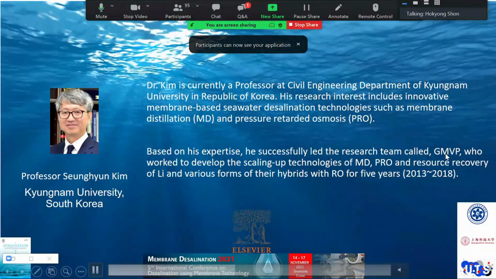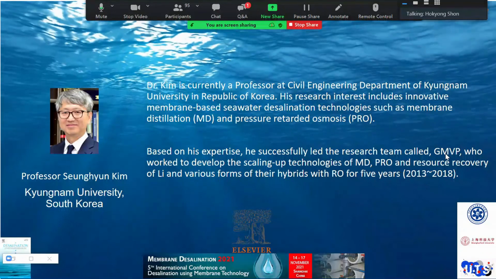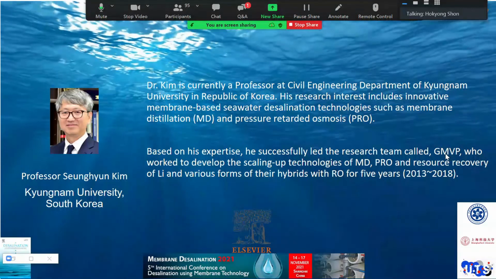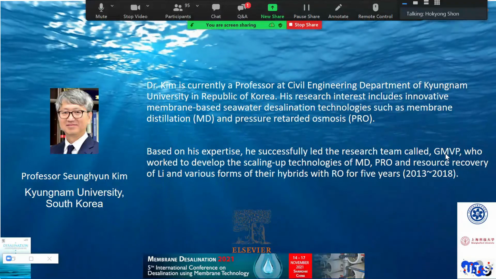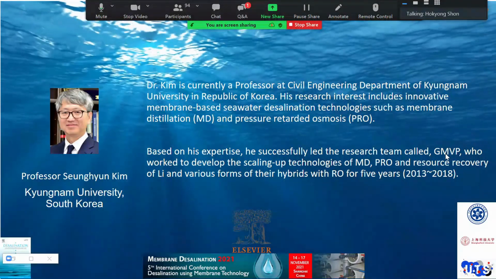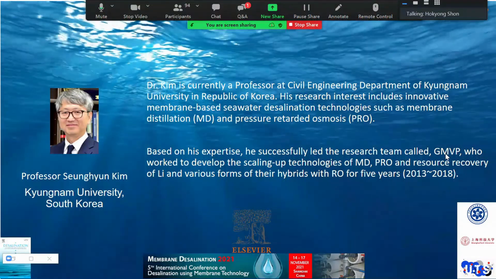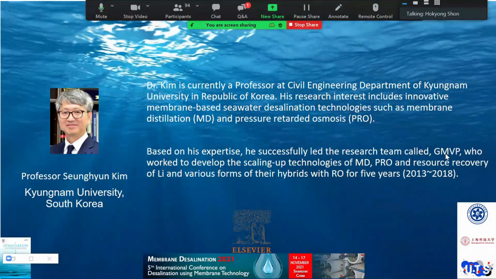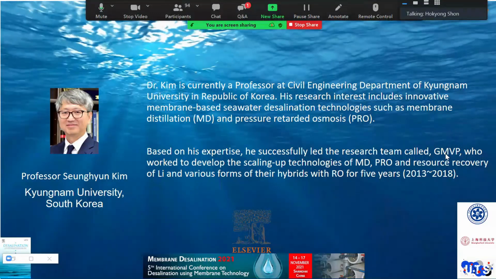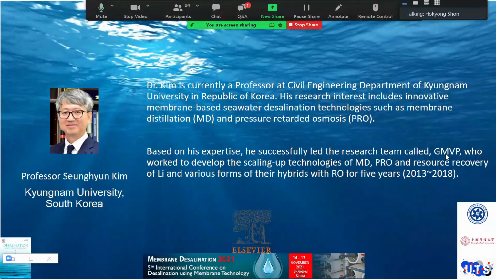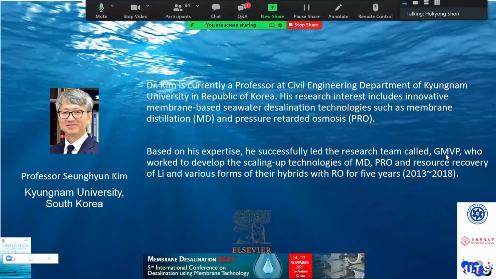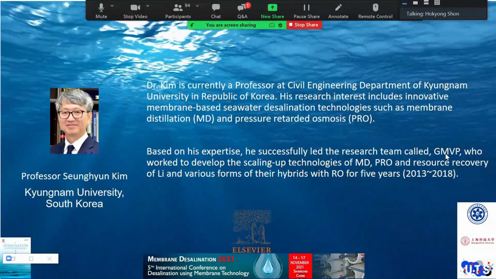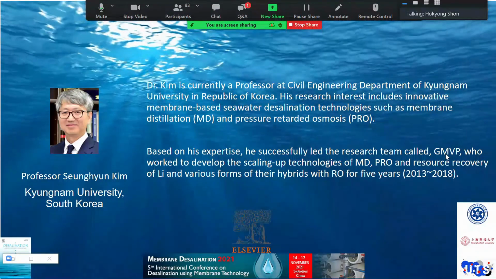So next speaker is Professor Seung-hyun Kim, Gyeongnam University. Professor Kim is currently professor at the Civil Engineering Department of the Gyeongnam University in Republic of Korea. His research interest includes innovative membrane-based seawater desalination technologies such as MD and pressure-retarded osmosis. Based on his expertise, he successfully led the research team called GMBP, who worked to develop the scaling up technology of MD, PRO, and resource recovery of lithium, and various forms of their hybrids with RO for the last 5 years.